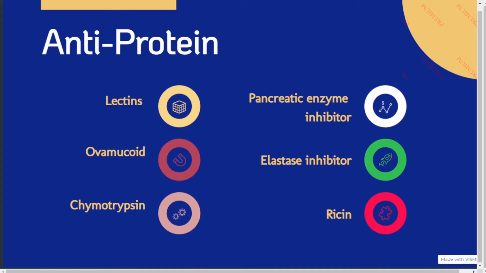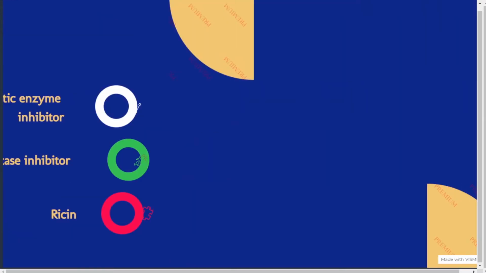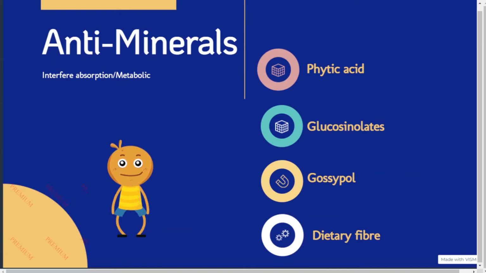Simple as that. Now, ricin is found in castor, and ricin is a very toxic compound that can actually be used in bioterrorism. Simple as that.